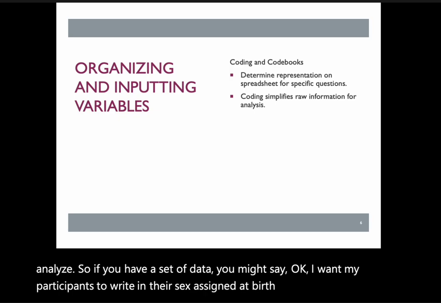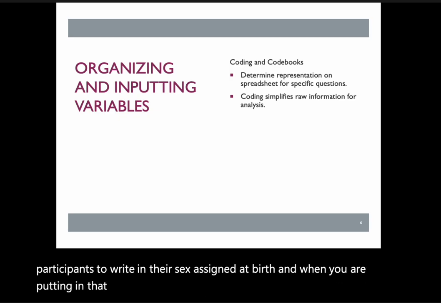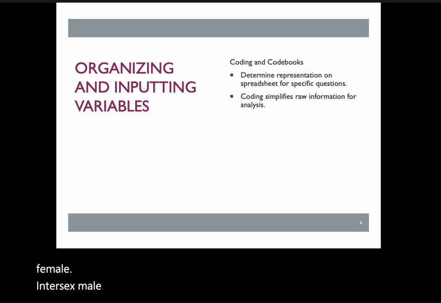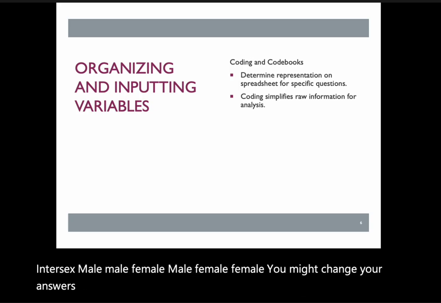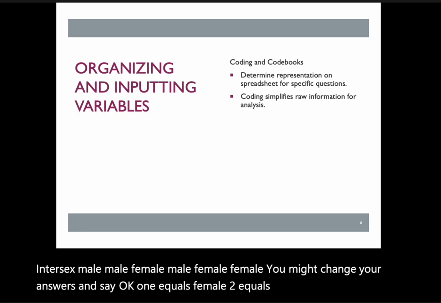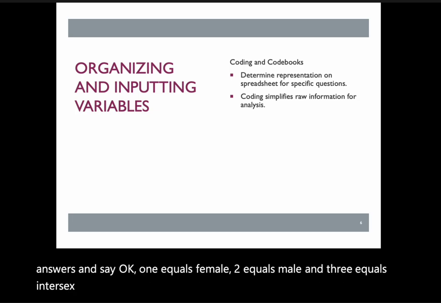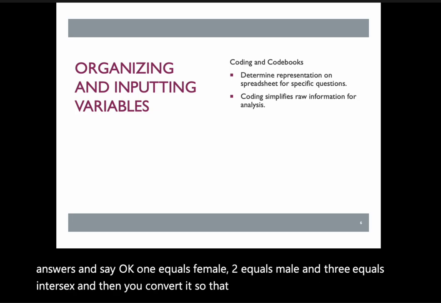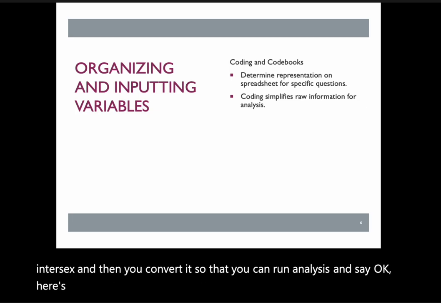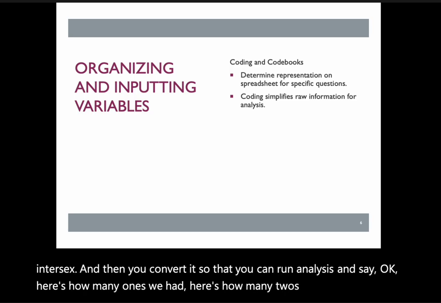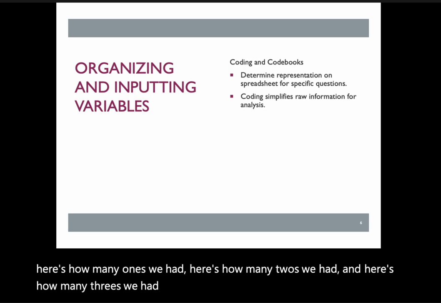And when you are putting that information into a spreadsheet, instead of saying male, female, intersex, male, male, female, male, female, female, you might change your answers and say, okay, 1 equals female, 2 equals male, and 3 equals intersex. And then you convert it so that you can run analyses and say, okay, here's how many 1s we had, here's how many 2s we had, and here's how many 3s we had. So you're coding the information in a way that makes sense.